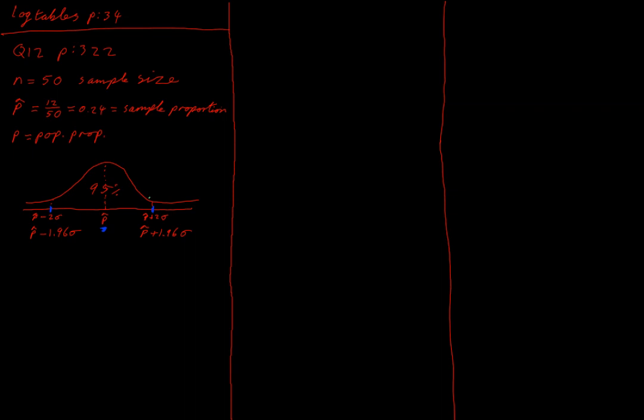What we need to do is find a range of possible values for the population proportion based on our sample proportion. And the way that we do that is we're going to take our sample proportion minus 1.96 times our standard deviation up to plus 1.96 times our standard deviation. This is effectively the plus or minus 2 standard deviations away from our mean that we talked about when we were talking about the empirical rule.